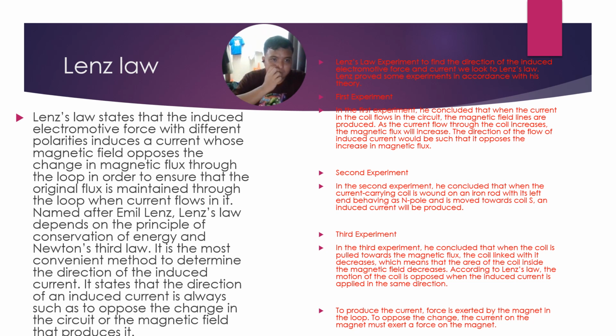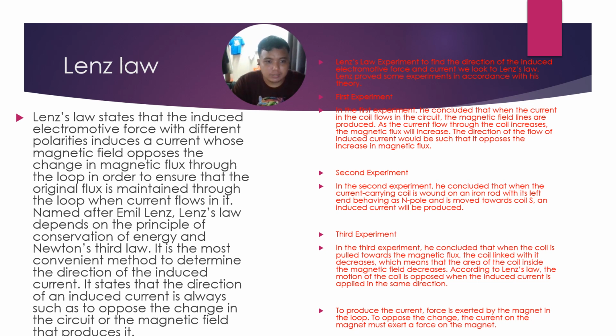Now the last topic, Lenz's law. Lenz's law states that the induced electromotive force with a different polarity induces a current whose magnetic field opposes the change in the magnetic flux through the loop, in order to ensure that the original flux is maintained through the loop when the current flows in it. Lenz's law depends on the principle of conservation of energy and Newton's third law. It is the most convenient method to determine the direction of the induced current.